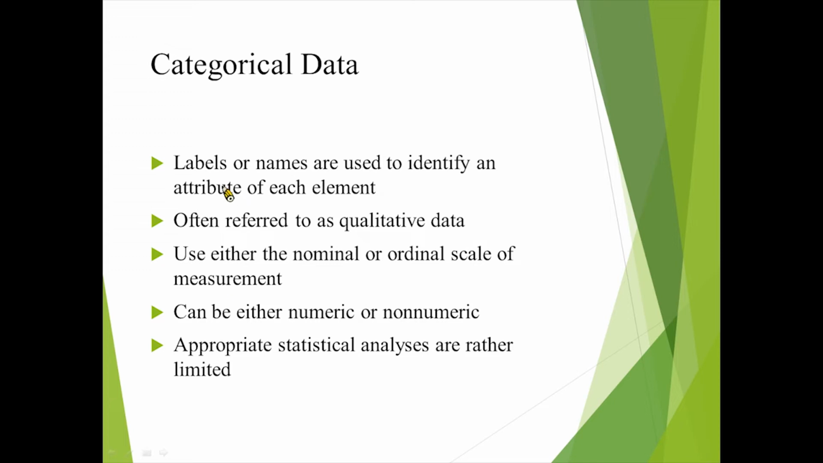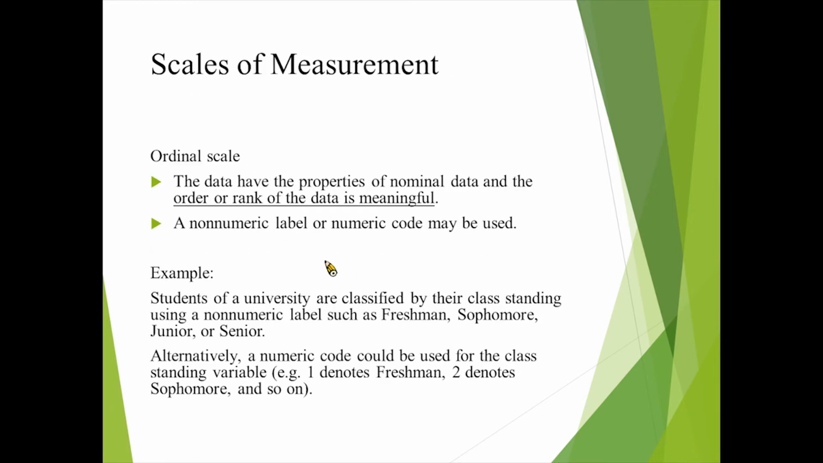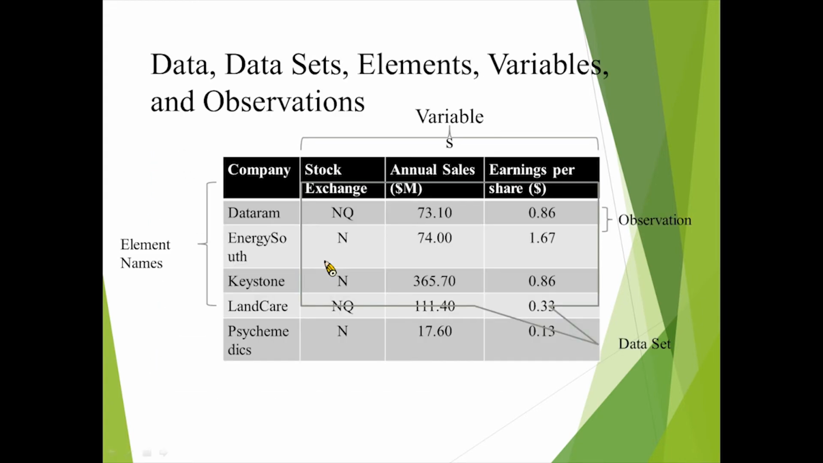So the label or name is used to identify an attribute of each element. You can see this table we already talked about. This is the label: the company, stock exchange, annual sale, earnings per share. This is the label, and we also call it the variable. And this row is a different operation. So you can see the data range, energy. This is a different company. This is the operation.